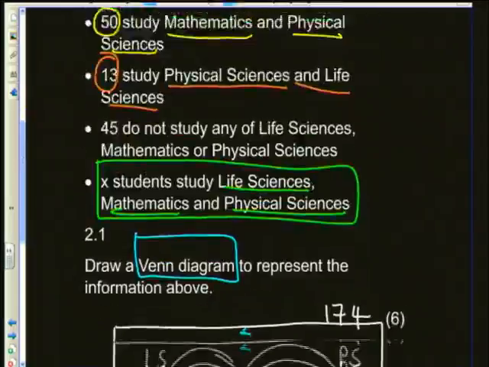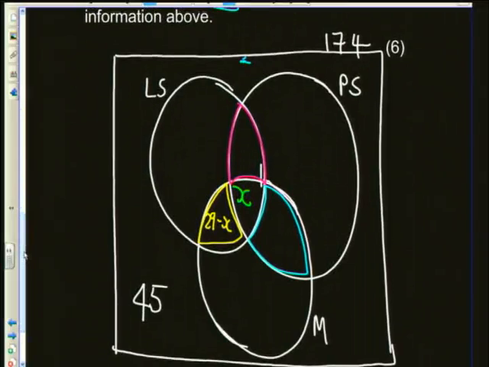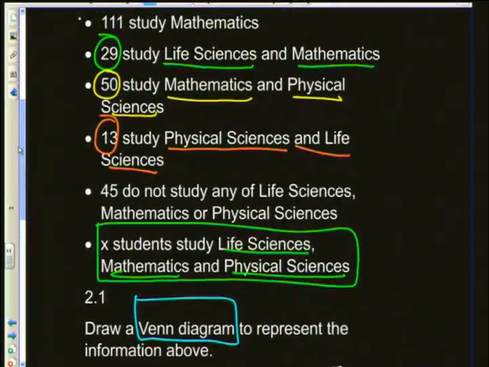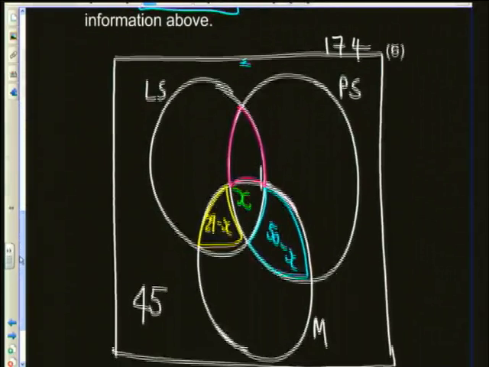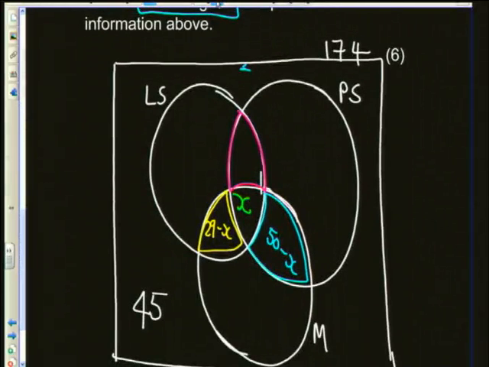50 take maths and physical science. So therefore, that's the total minus the ones that already take all 3. So in the end, I'm only going to get a value for the maths and the physical science. And then we have 13 study physical science and life science. So I have that one is 13 minus X.